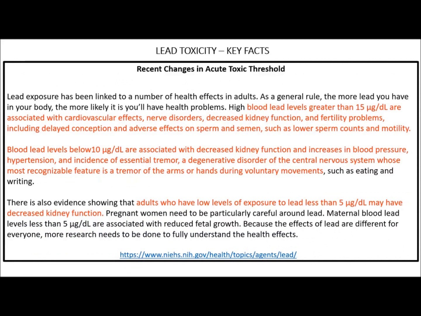All right, recent changes in acute toxic threshold from the 1978 OSHA studies. It used to be 40 micrograms and below you were fine. The acute toxic threshold was 40. That has been now lowered to 10 micrograms per deciliter. Huge takeaway in here, there is no safe amount. Levels between 2 and 5 micrograms per deciliter cause permanent kidney damage and dysfunction. So we're not talking massive amounts of this stuff, trace amounts of this stuff. It affects every single system in the body. But most importantly, we're looking at the health effects on kids as well.